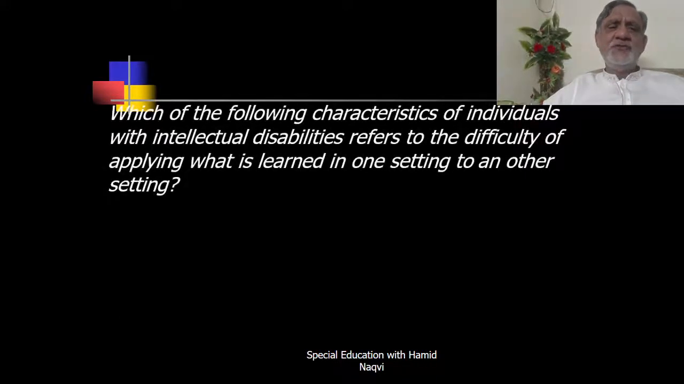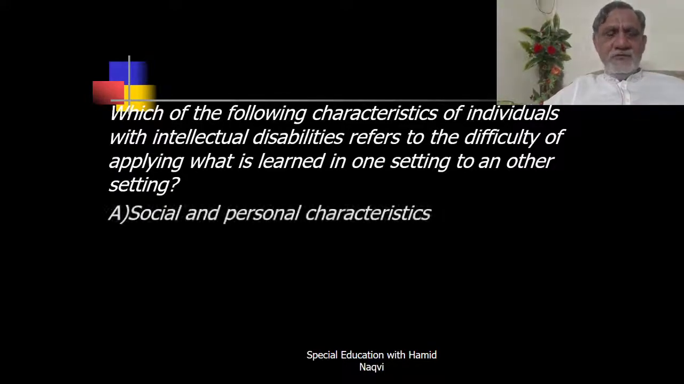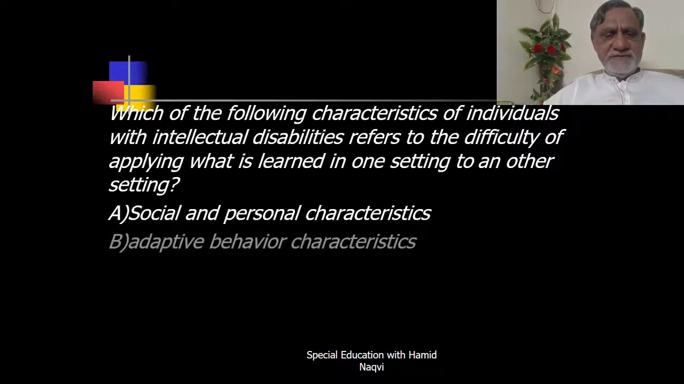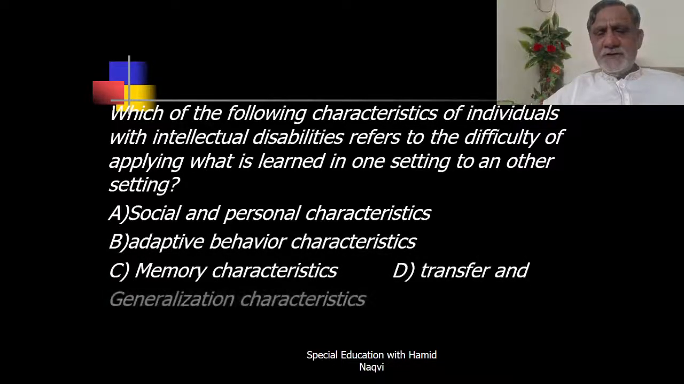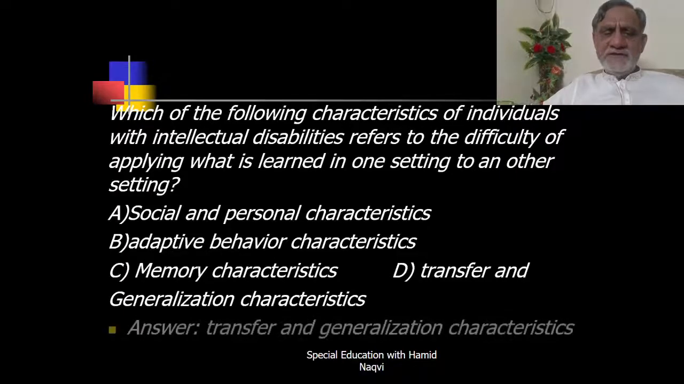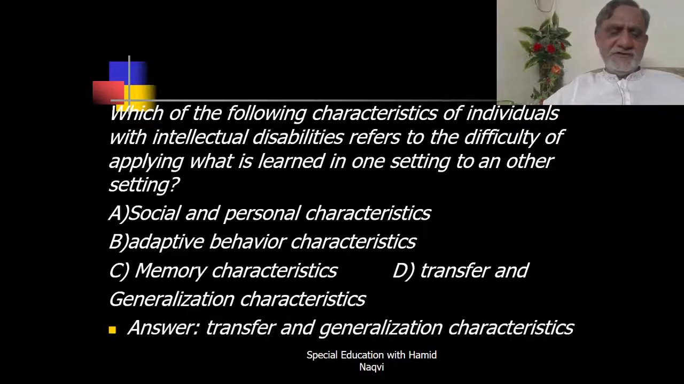Next question is, which of the following characteristics of individuals with intellectual disabilities refers to the difficulty of applying what is learned in one setting to another setting? Social and personal characteristics, adaptable behavior characteristics, memory characteristics, or transfer and generalization characteristics. Correct answer is transfer and generalization characteristics.